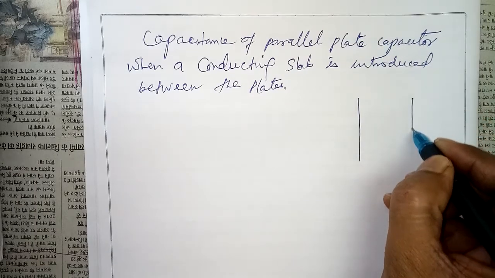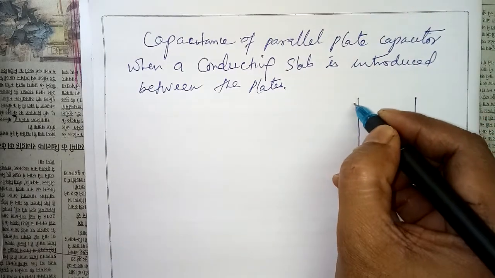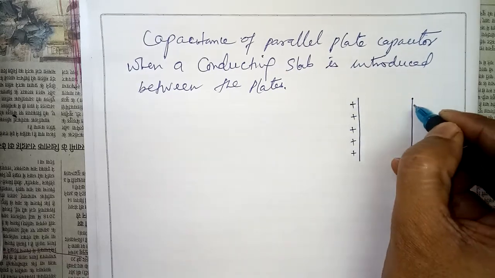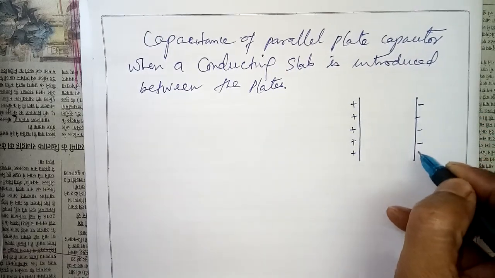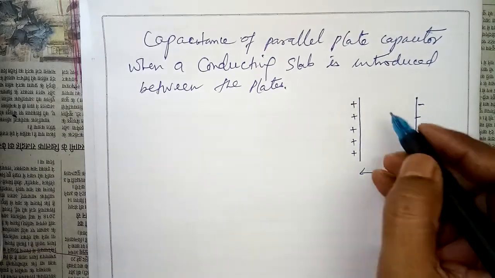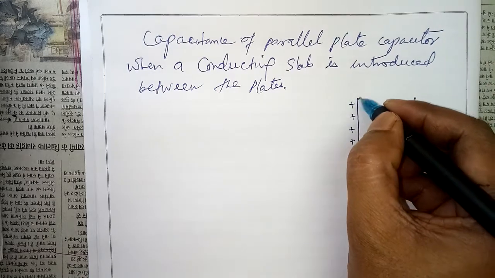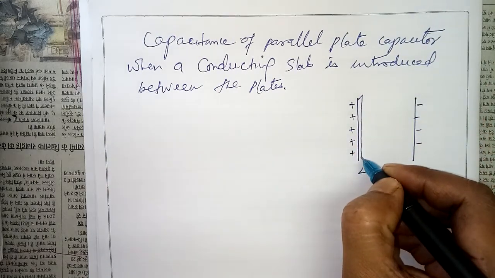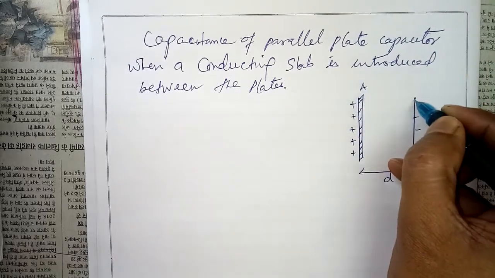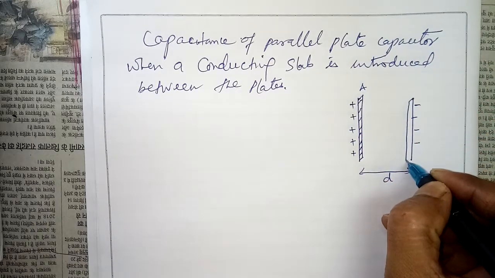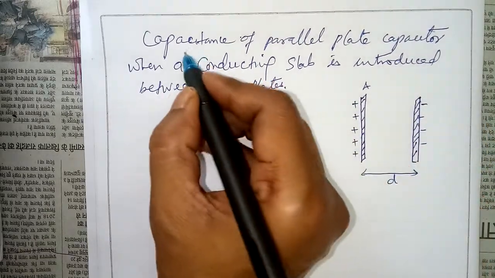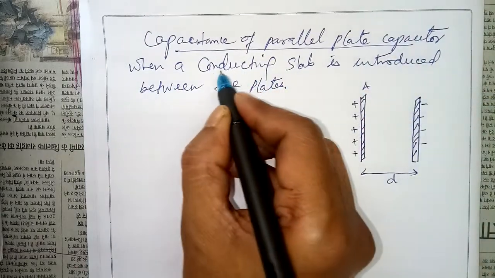We need to draw two parallel plates having uniform charge density, one with positive charge and the other with negative charge. We imagine that the separation between the plates is D. Let the cross-sectional area of each plate be A.